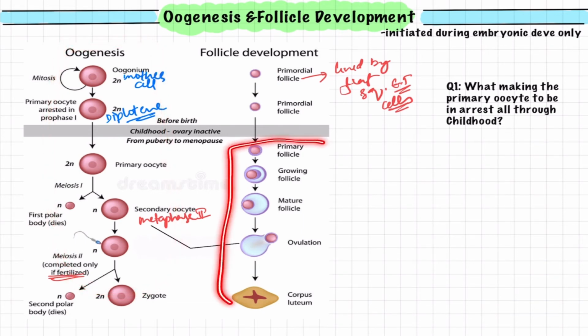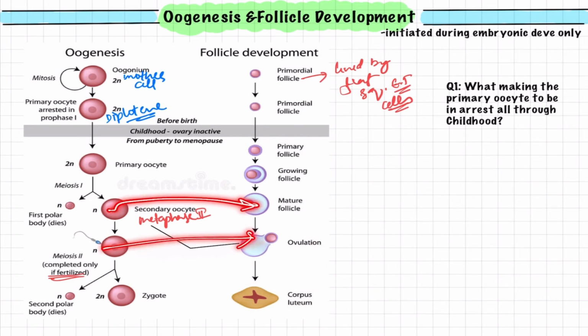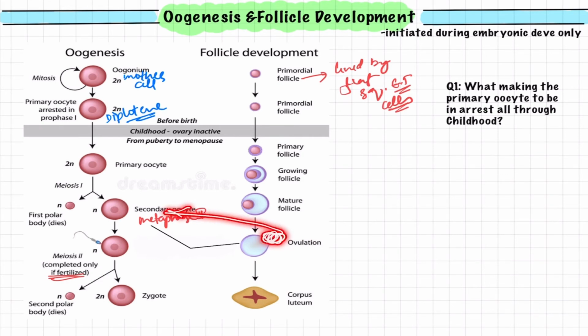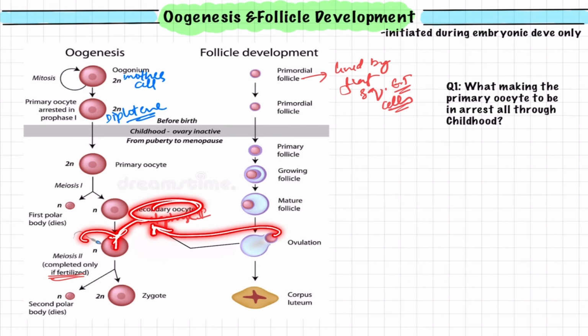If you see the follicular development here, the mature follicle will get ovulated and release the secondary oocyte. This secondary oocyte, if fertilized, completes meiosis 2 to form the zygote. If not, it will not go further. So this is the whole cycle taking place here.